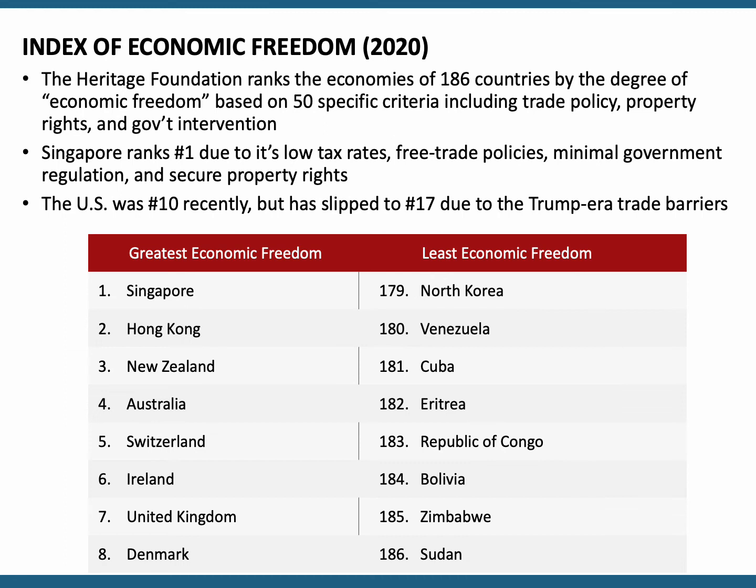So if you have trade barriers, then you'd be lower on the list. If you have minimal tariffs, you'd be higher on the list. Property rights, government intervention, and you can see we are not in the top 10. We were recently, 2 years ago. We slipped down, probably due to our trade policy and the changes made under the Trump administration. We are now number 17, so that dropped us lower on this list. So these are the most open economies, the most free market economies at the top of the list, the most capitalist economies.